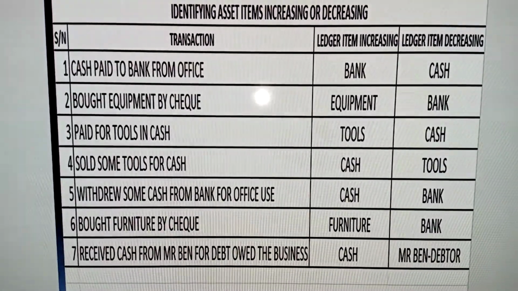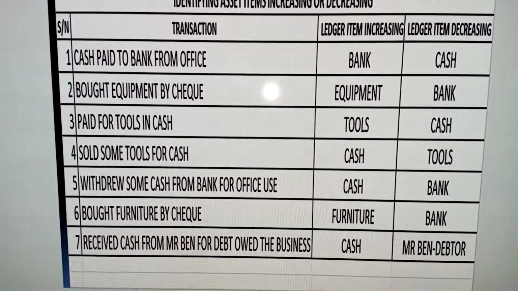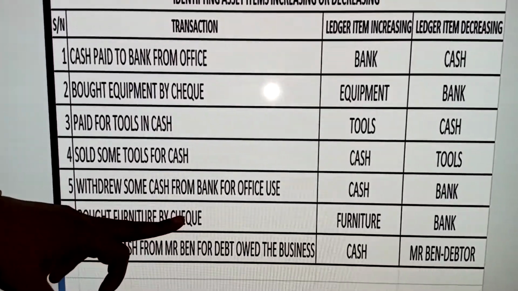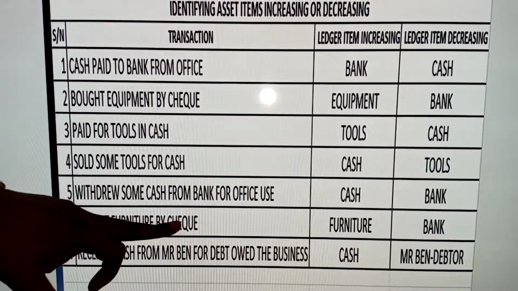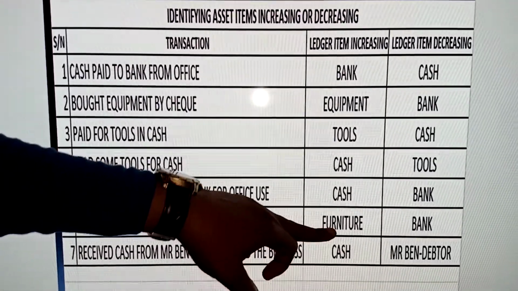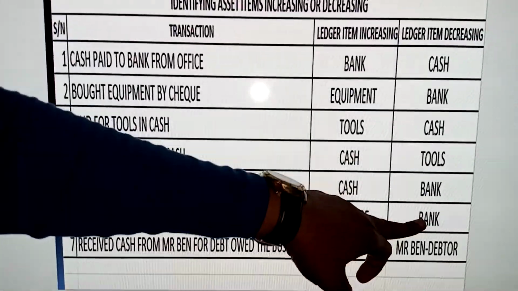The next one, bought furniture by check. Remember, when you buy furniture, you have more furniture. So that means furniture will increase in value. Then bank here, the money by check goes from the bank. The cash in the bank will what? Will reduce. So the increasing asset item here is furniture. Decreasing asset item here is what?